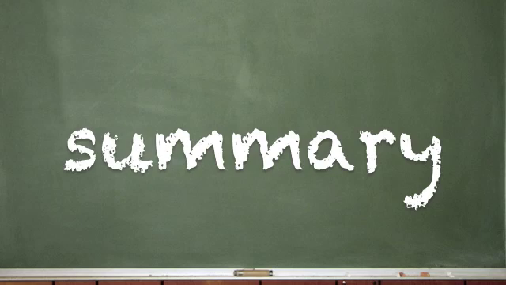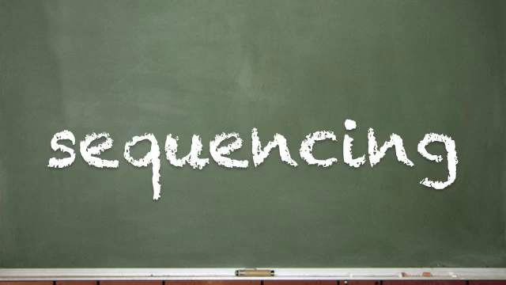Now you'll notice that it's really hard to talk about the plot of a story without talking about the characters. There are a lot of ways we can talk about the plot of a story. We can give a summary, which is basically just a shortened version of the story, the basic facts of what's going on. We can look at sequencing, that means the order of events. Think beginning, middle, and end of a story.